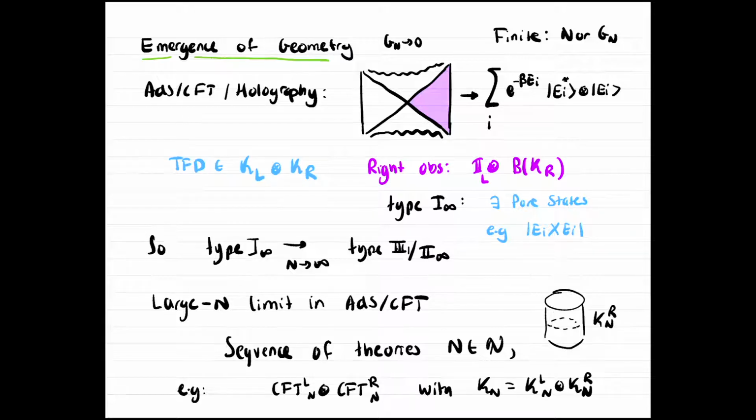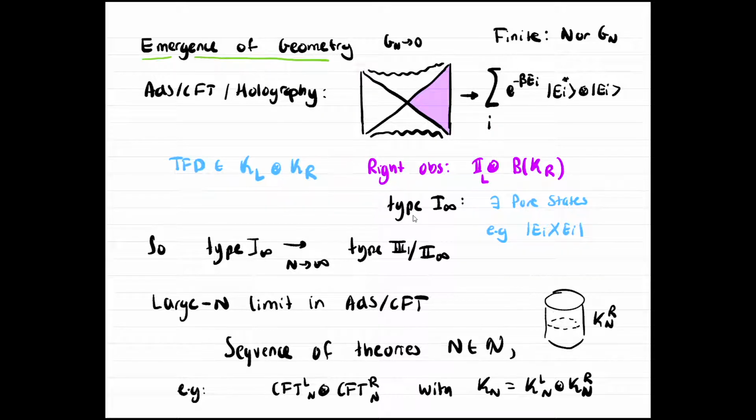So in particular, if we just stick to AdS/CFT for now, in the G Newton goes to 0 limit, we have this description in terms of this type 3 or type 2 von Neumann algebra. But if we go to finite N, then we're used to this being dual to some thermofield double state. The thermofield double lives in some tensor product of two Hilbert spaces. And then the algebra of operators associated to the right is just all of the operators acting on this Hilbert space. And in particular, because it's of that form, it's a type 1 von Neumann algebra.